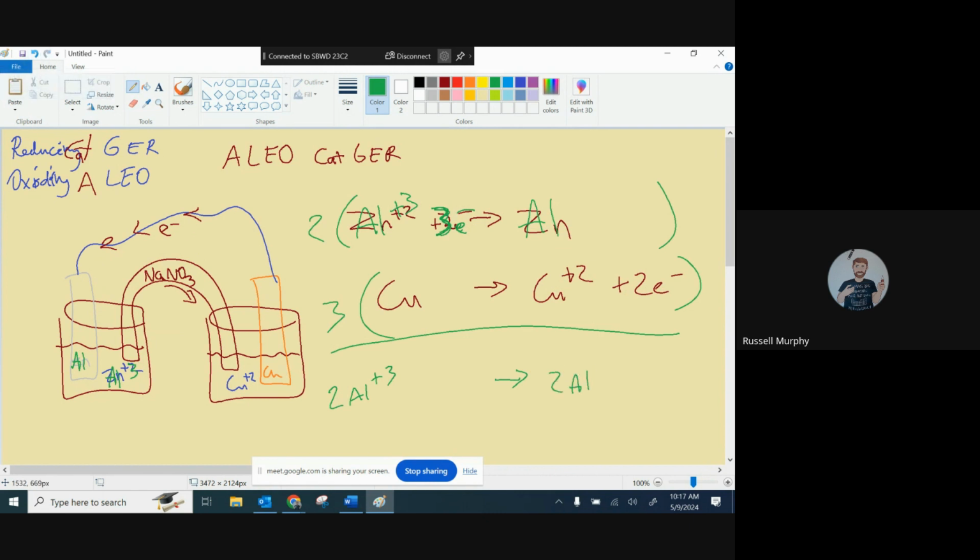Making two aluminums. And then we have three coppers making three copper ions. And how many electrons are being exchanged? Six. And you don't usually see it written there in actual chemistry, but I might do that just so people kind of know losing six, gaining six. There's six electrons moving around.